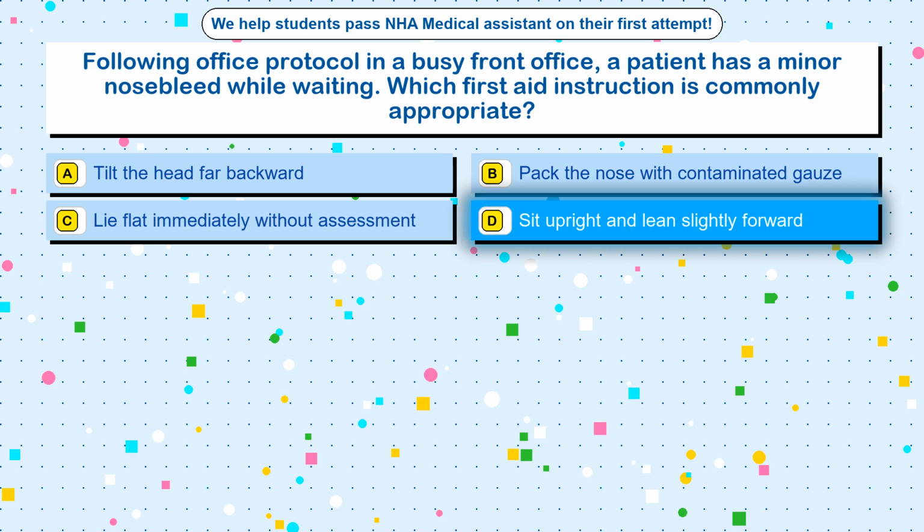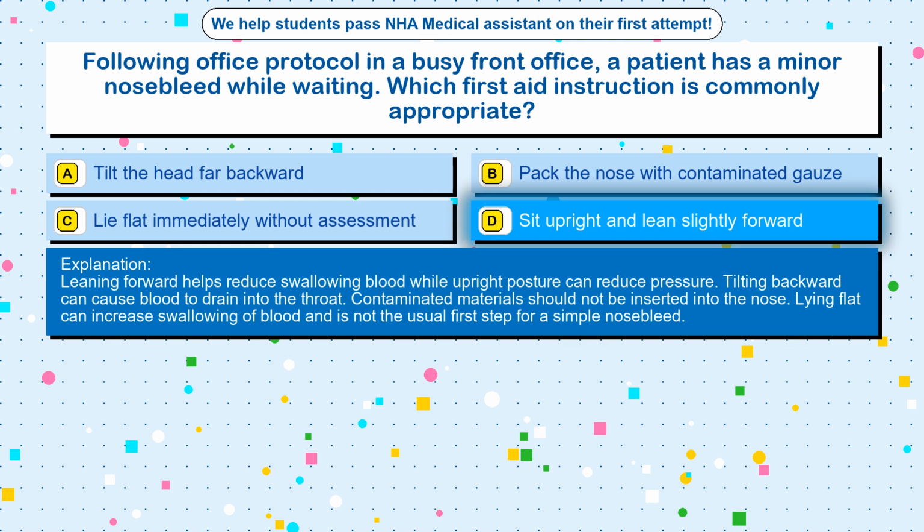The correct answer is option D, sit upright and lean slightly forward. Leaning forward helps reduce swallowing blood while upright posture can reduce pressure. Tilting backward can cause blood to drain into the throat. Contaminated materials should not be inserted into the nose. Lying flat can increase swallowing of blood and is not the usual first step for a simple nosebleed.